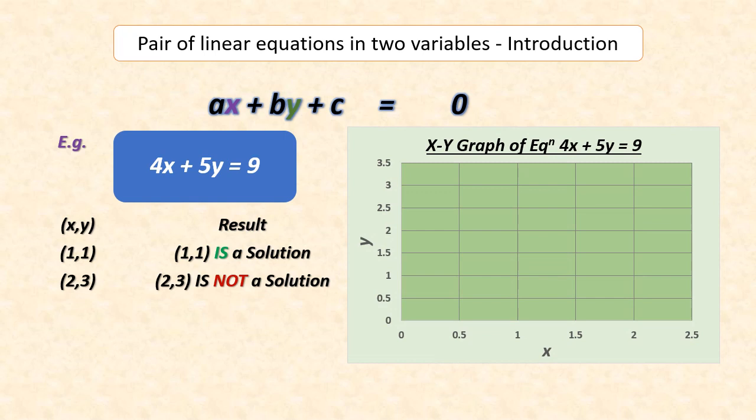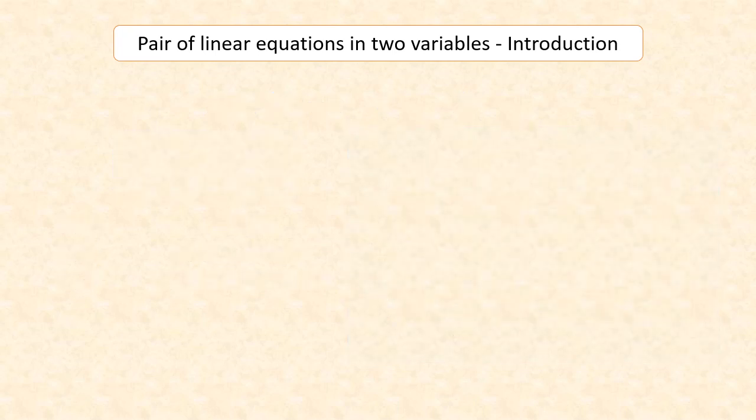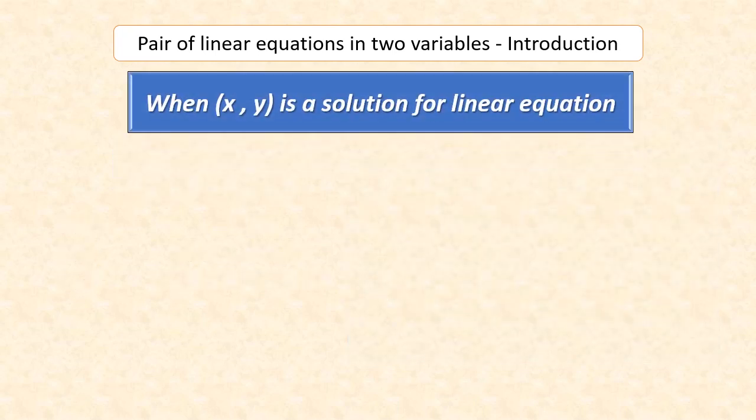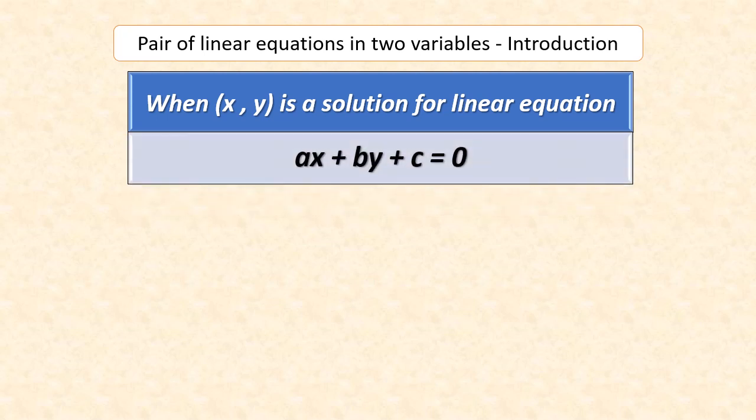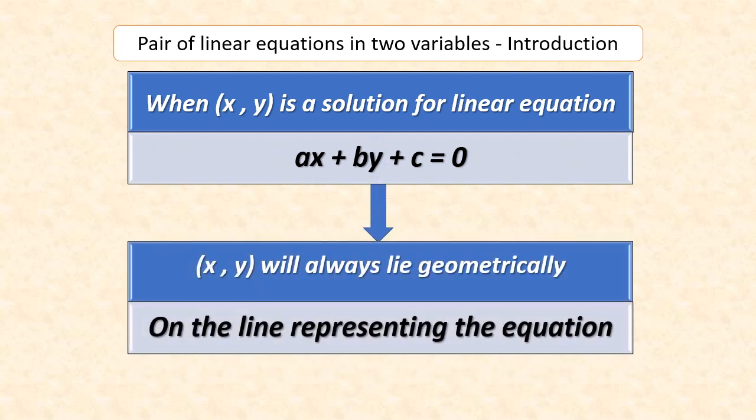Geometrically speaking, 1, 1 lies on the straight line for 4x plus 5y equals 9 on the xy graph, whereas 2, 3 doesn't. This means that every point that is a solution to the linear equation will lie on the line representing the equation. This concept can be generalized for any linear equation as, whenever x, y is a solution of a linear equation in 2 variables, represented by ax plus by plus c equal to 0, the solution always lies on the line that is plotted for the equation.